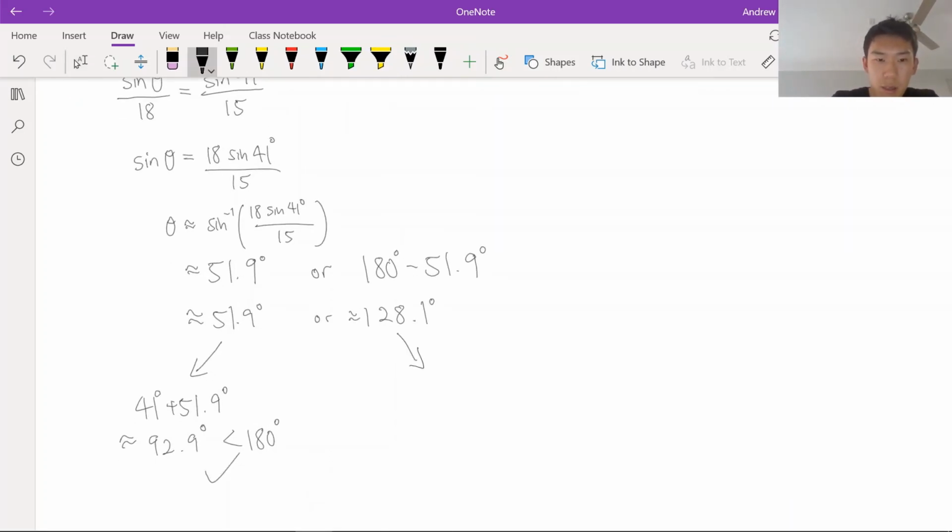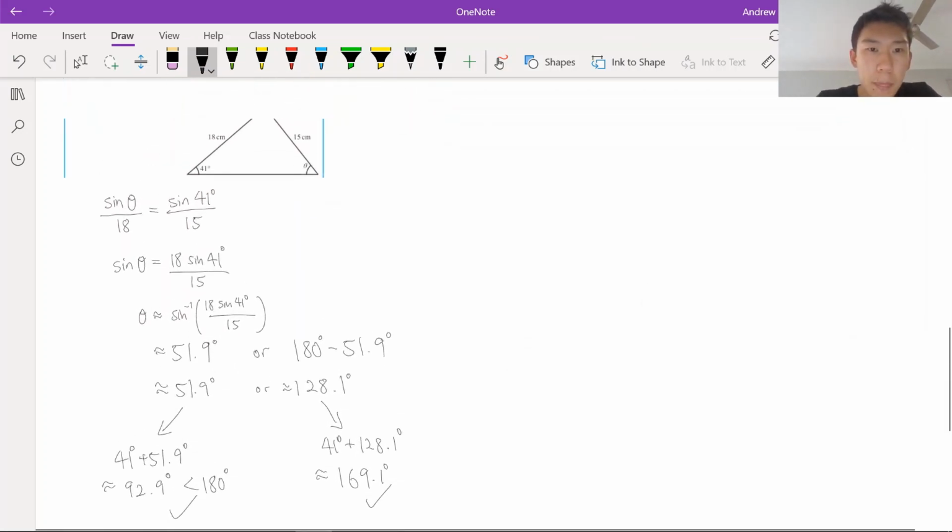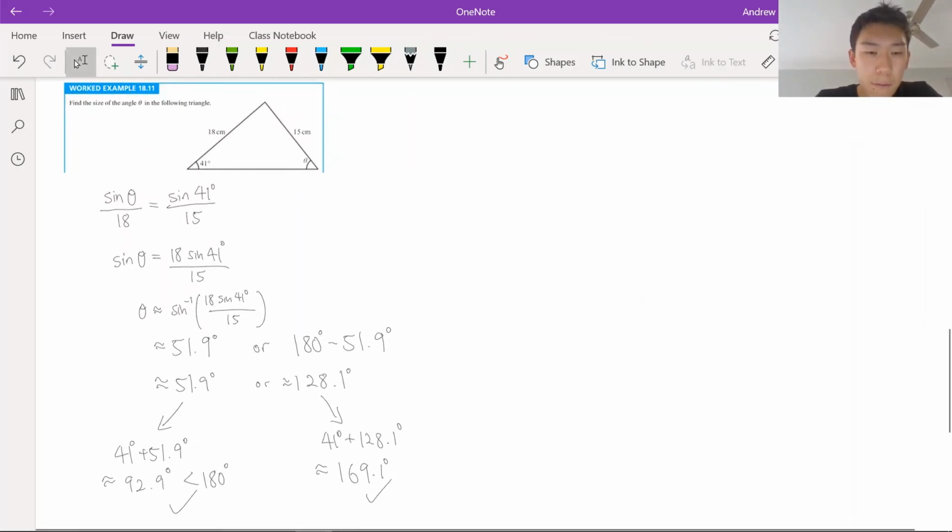And then let's try this one. So if we do 41 degrees plus 128.1 degrees, we approximately get 169.1 degrees. All right, which means our third angle can be a very small one for all three angles to add to 180, which means this angle works as well. So in this situation, we can have two angles for theta.